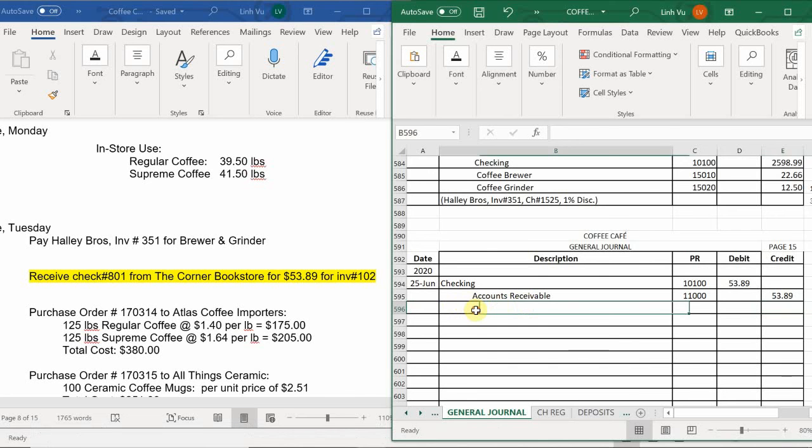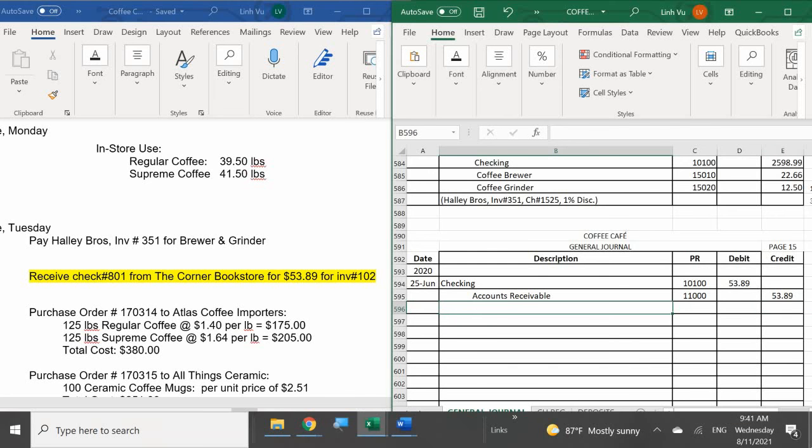And then we can make our note. Let's see. Corner bookstore check number 801 for invoice 102. If you want to be a little more specific, you can add received from. Doesn't matter as long as you have the vendor or customer's name, the invoice number, and whatever check that was associated. Good.